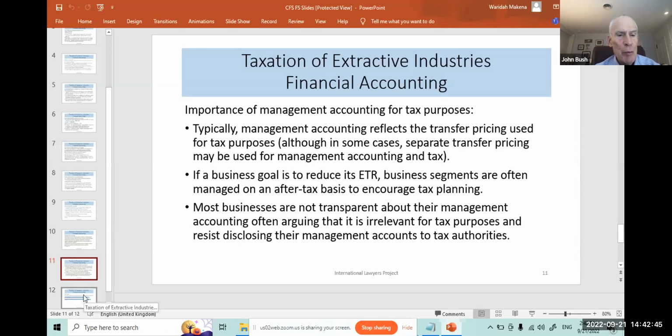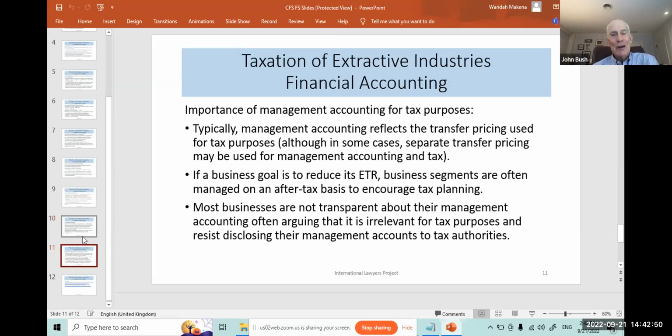You want to know what transfer pricing does? Look at the management accounts. They're going to reflect the transfer pricing. Sometimes the transfer pricing is the same for tax as it is for management accounting, but not always the same. And so if you want to know what maybe it should be, if you're really interested in making adjustments, if you're a tax authority, look at the management accounts.